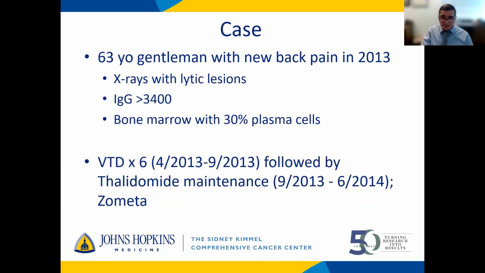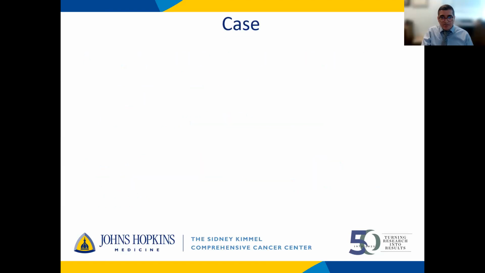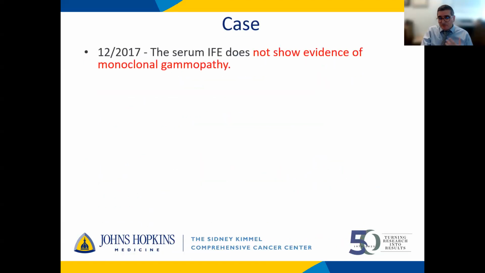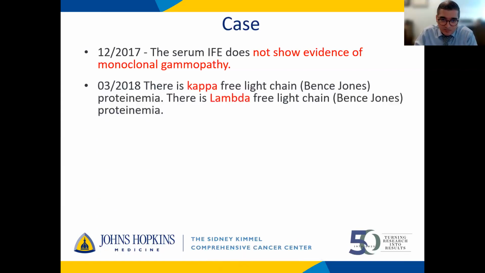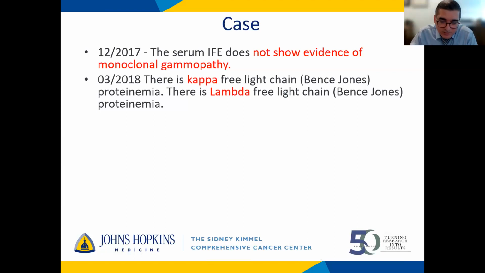He got Velcade and thalidomide and dexamethasone in 2013 for 5 to 6 months, and then he was on thalidomide maintenance for less than a year. And I've been following him for a number of years, and every time he comes here, this is December 2017, the immunofixation, which is a test that identifies whether there's a clonal protein in the blood, shows no MGUS or no myeloma. But then March of 2018, he has some kappa-free light chains that are seen on the immunofixation and some lambda-free light chains. Very confusing.